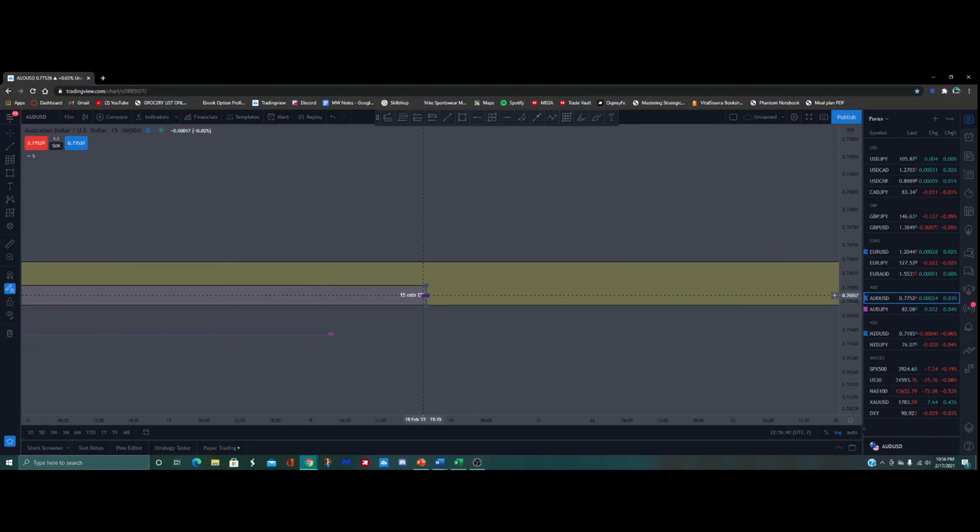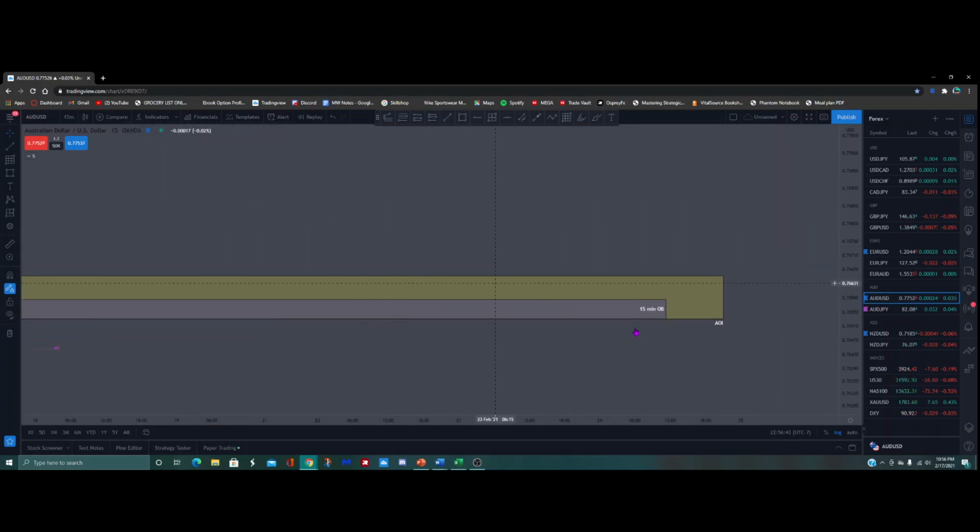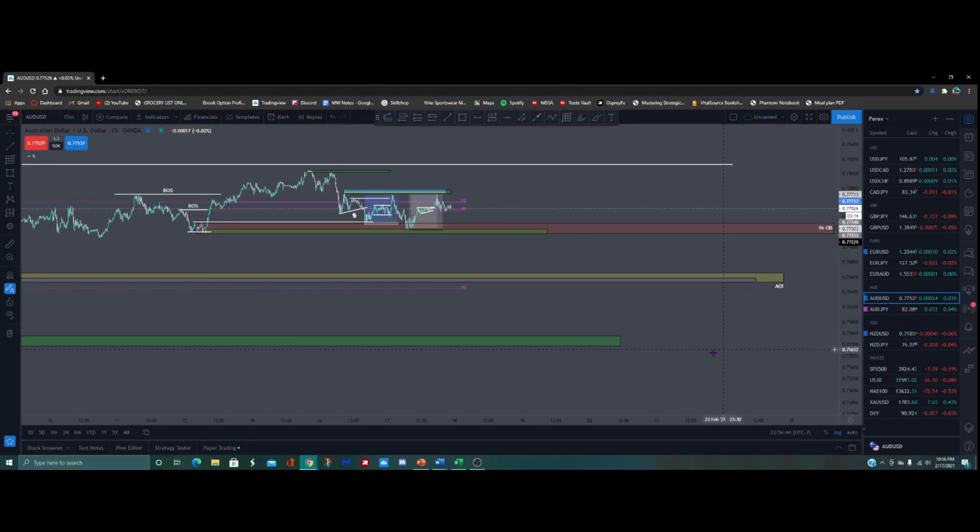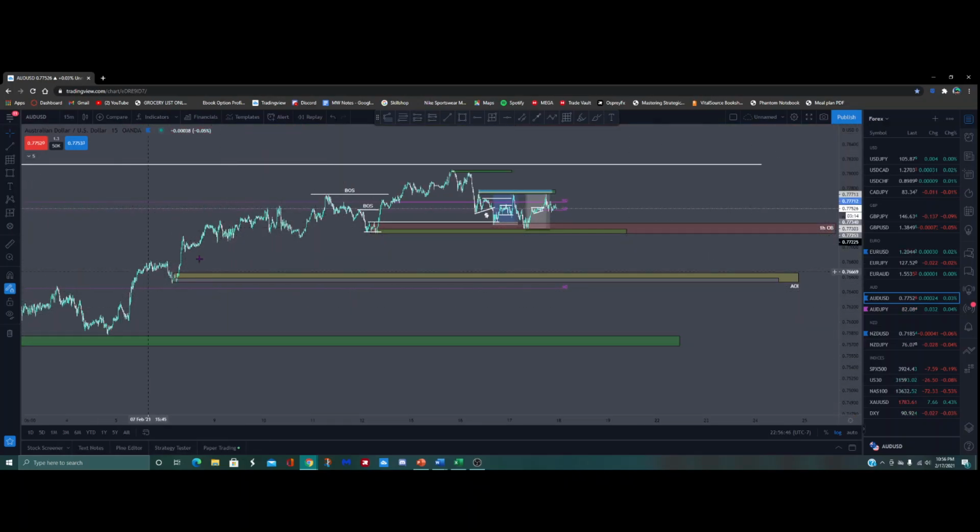Because this is something I'm going to be watching out for. If it doesn't happen this week, something I'm going to watch for next week, because this is an area of interest that I want to see price tap back into, because this technically was a break of structure right here where we cleared these highs. We double bottomed right here, created an order block, and this was a pretty strong momentous move to the upside.